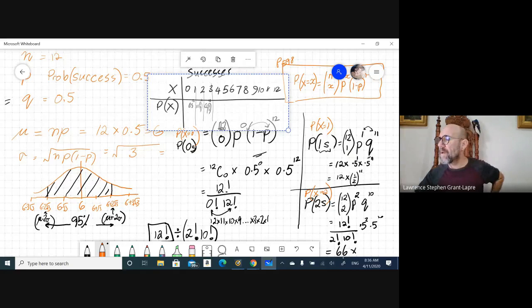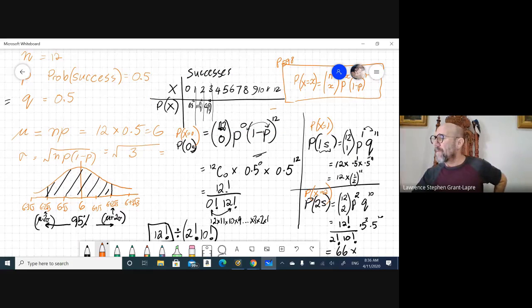Okay, that's right. Now, I was about to do the probability of x equals 3. So let's use this rule. n is 12, x is 3. That's 12C3. p is 0.5 to the power of 3, and 1 minus 0.5 is also 0.5 to the power of 12 minus 3, which is 9. And that is the formula to get the next value.